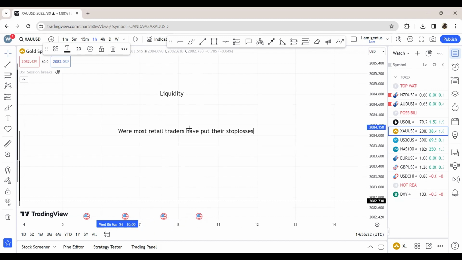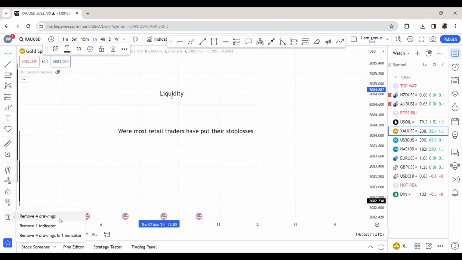Now, for them to move this market in any direction, they'll need liquidity. So that's why, like the example we did earlier, they'll go to areas where they know most retail traders have put their stop losses, and then they'll take everyone out. Once your stop losses are triggered, all that money forms a pool of liquidity that causes the market to move in the opposite direction. So now let's say, let me remove this.